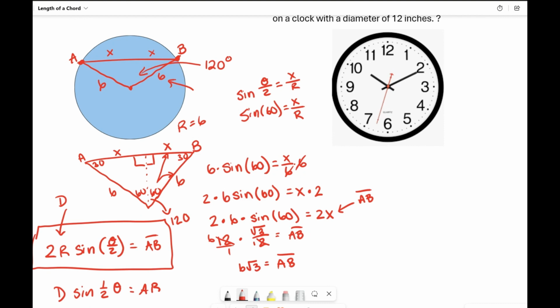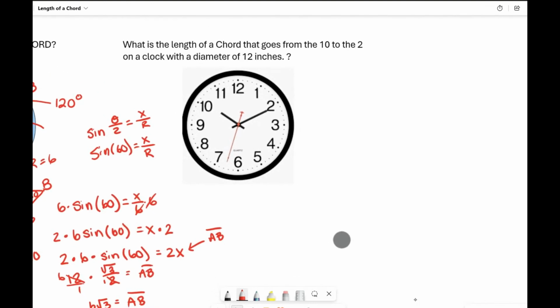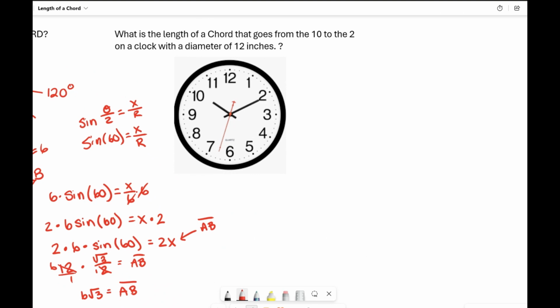All right, so here's the question. What is the length of a chord that goes from the 10 to the 2 on a clock? So from here to here. And the diameter is 12 inches. So from here to here, we'll say is 12, so 6 and 6, which makes this 6 and 6. Okay, so from the 10 to the 2, that consists of 4 numbers out of 12. So this is 1/3 of the clock.